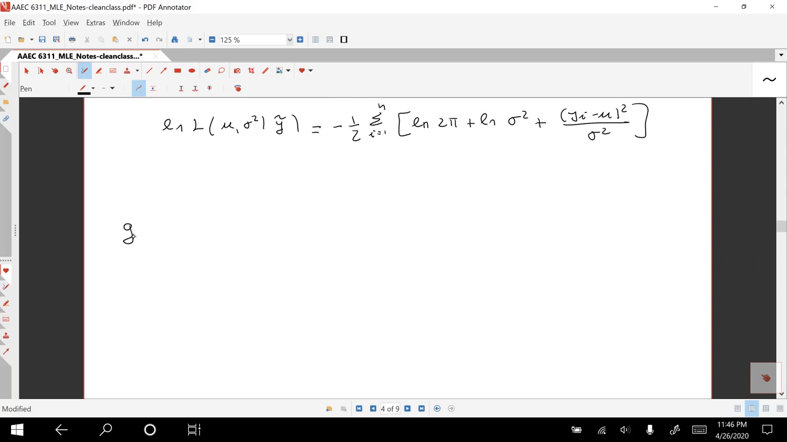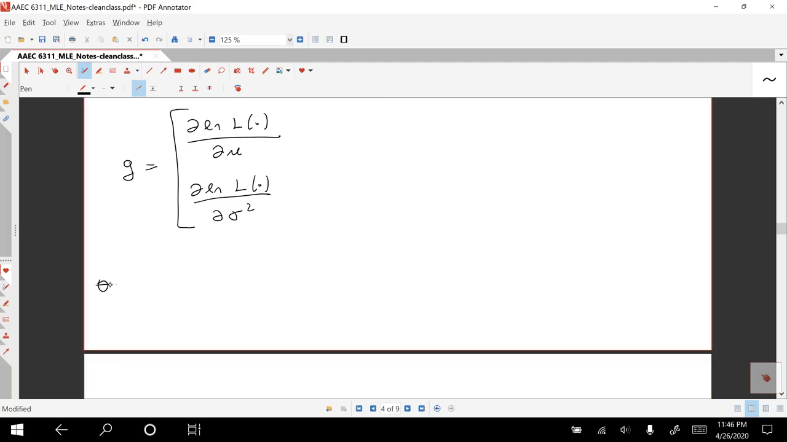Okay, so g, in this case, since theta is a vector, we're going to have the derivative of the log likelihood function with respect to mu, and also the derivative of the log likelihood function with respect to sigma squared. Here, I want you to remember that theta can be a little bit confusing. Think of mu as theta 1 and sigma squared as theta 2. We're not interested in just sigma. Sigma square is the coefficient that we're interested in estimating, not sigma. This is important because later on when we take derivatives, things can get a little bit confusing if you don't remember that the coefficient of interest is sigma squared, not just sigma.